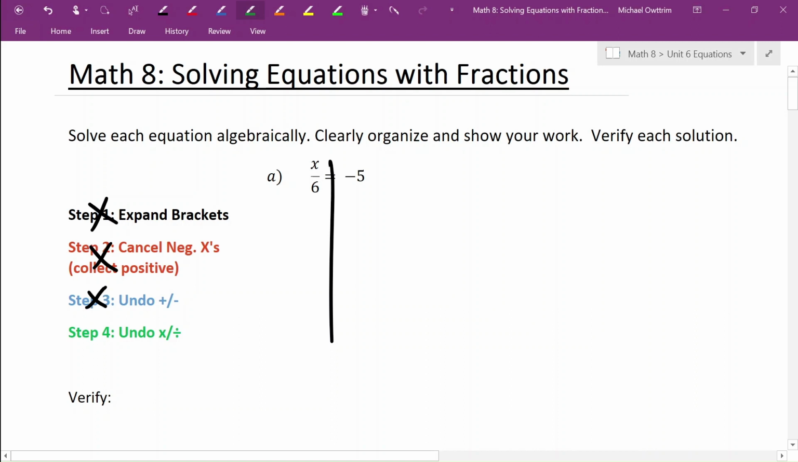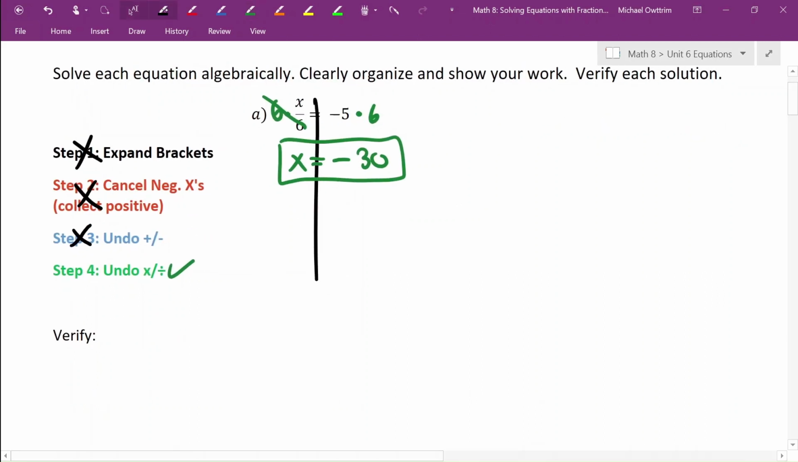To undo that, what's the opposite of dividing by 6? Well, it's multiplying by 6. And what I do to the left side, I must do to the right side as well. On the left side, multiplying by 6 and dividing by 6 cancels out, leaving us with just x. On the right side, we have negative 5 times 6. Negative times positive is negative, and 5 times 6 is 30. Since we have just x on one side and just a number on the other, that is going to be our solution.